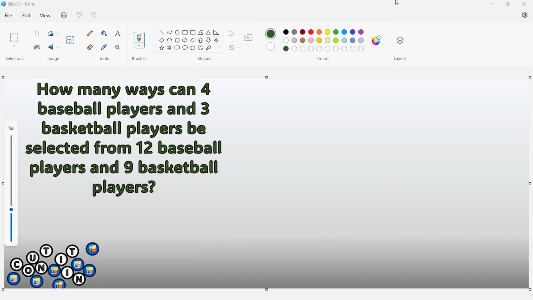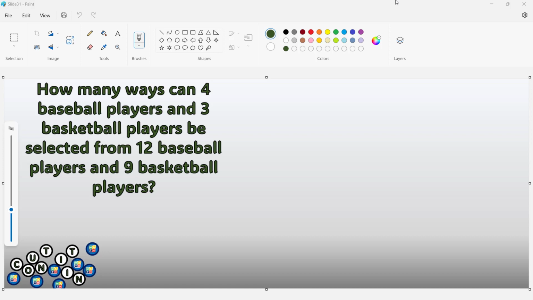How many ways can 4 baseball players and 3 basketball players be selected from 12 baseball players and 9 basketball players? We see that in this situation, we have 2 different groups. Those are basketball players and baseball players. And from each different group, we are going to take a certain number of players to come up with another group.